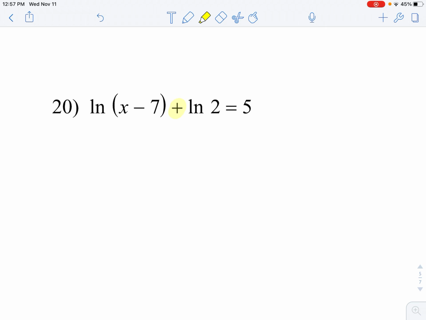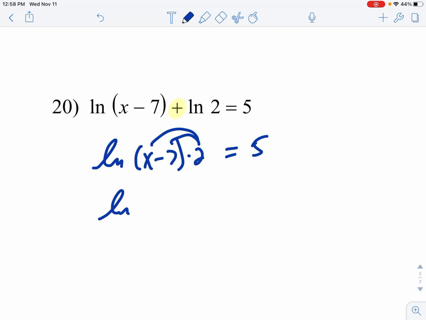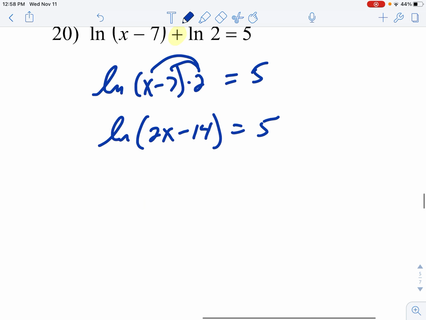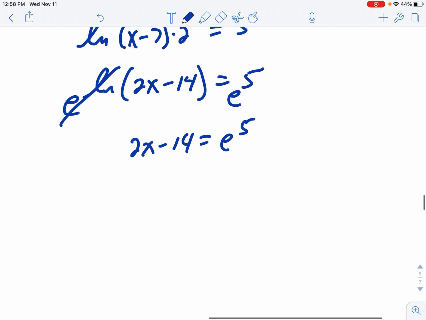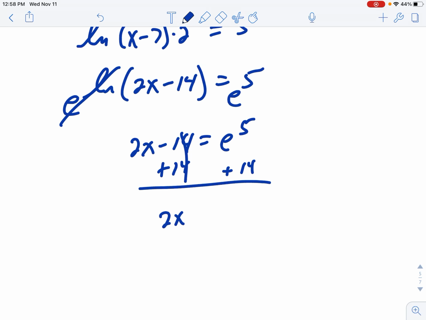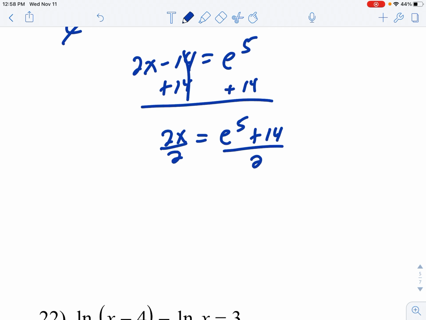Number 20. Plus tells me that when I condense this one, I need to make it a multiply problem. So that's x minus 7 times 2. I can go ahead and distribute that. ln of 2x minus 14 equals 5. Cancel out ln by dropping a base e. 2x minus 14 equals e to the 5th. From here, you're doing algebra. Add 14 to both sides. 2x equals e to the 5th plus 14. Divide by 2. X is isolated, and this is your answer.